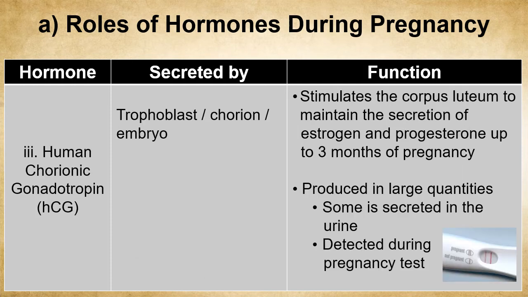Now we're going to look at the next hormone, human chorionic gonadotropin or HCG. HCG is secreted by trophoblast or chorion or embryo. The function of HCG is to stimulate the corpus luteum to maintain the secretion of estrogen and progesterone up to 3 months of pregnancy. It is produced in large quantities and some is secreted in the urine, which is detected during pregnancy tests.